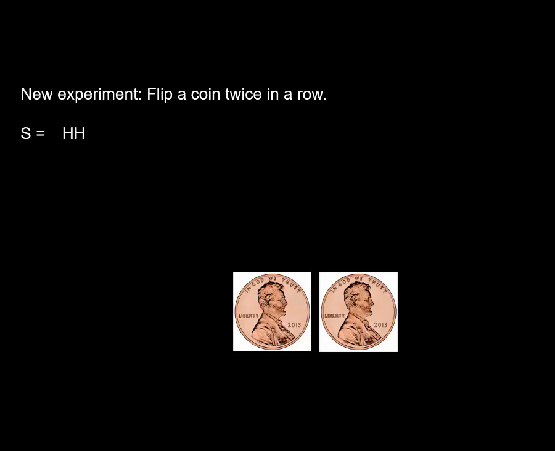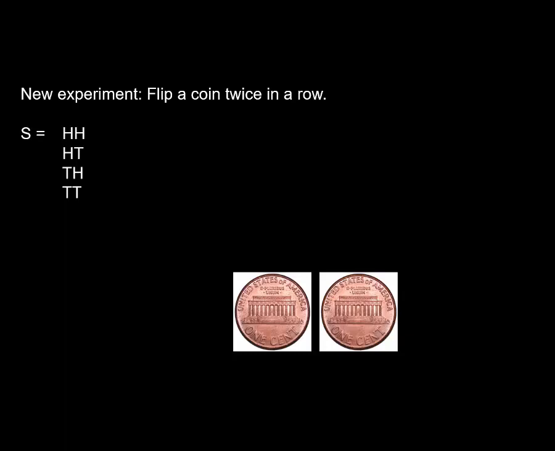So we might get heads on both flips. Or we might get heads on the first flip and tails on the second. Or maybe tails comes up first and then heads. Or maybe tails comes up both times. So just take a second to verify for yourself that nothing else could happen in the experiment. Flip a coin twice in a row. This is the entire sample space of that experiment.